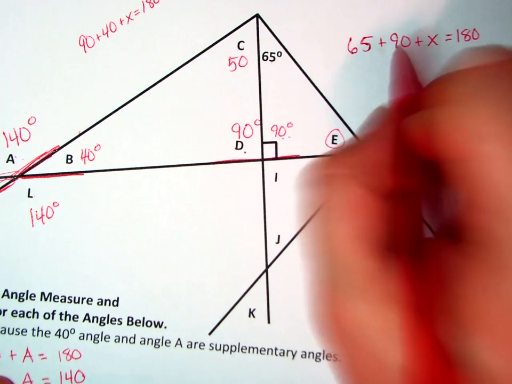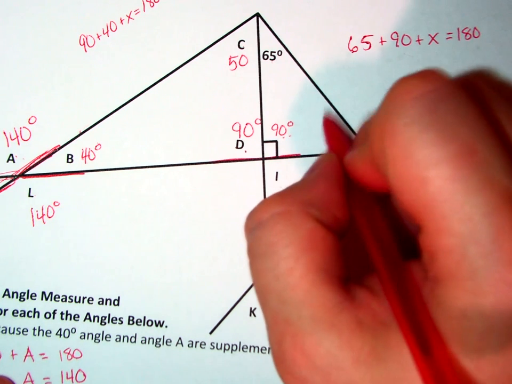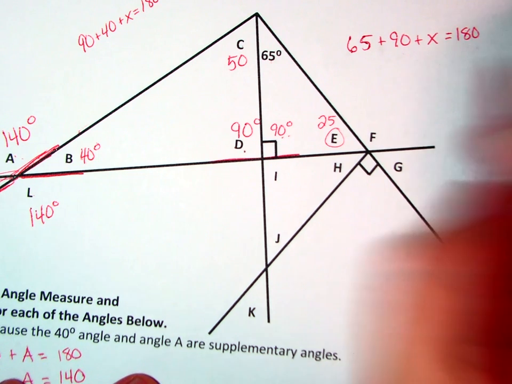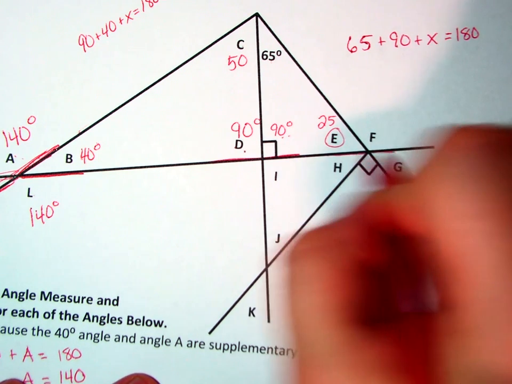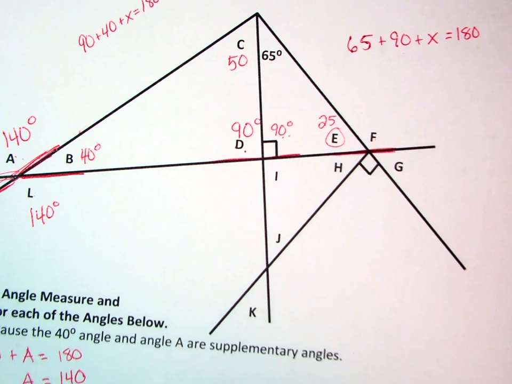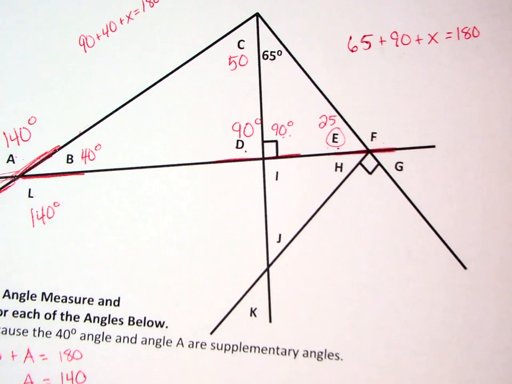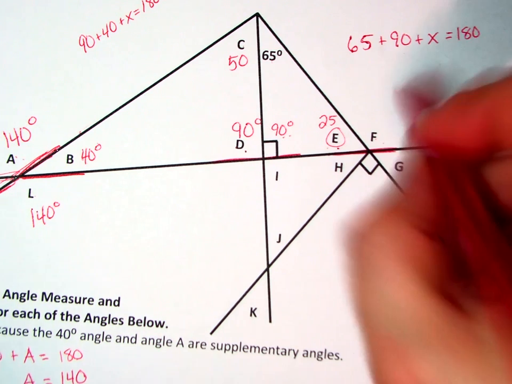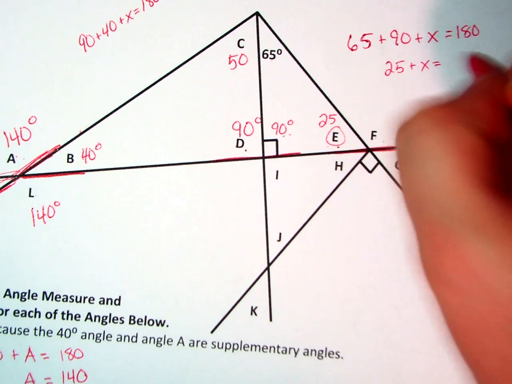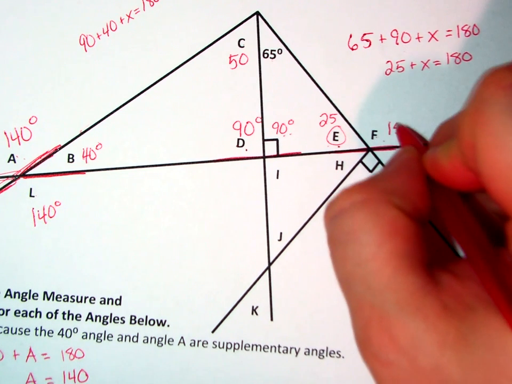So I will add 65 and 90 and subtract it from 180 and determine that E is equal to 25 degrees. Well, again, we can realize that I have a straight line right here. So E and F share a relationship in which the two angles are supplemental. Their total degrees would equal 180. So 25 plus X has got to equal 180. Subtract 25 from both sides, and F is 155 degrees.